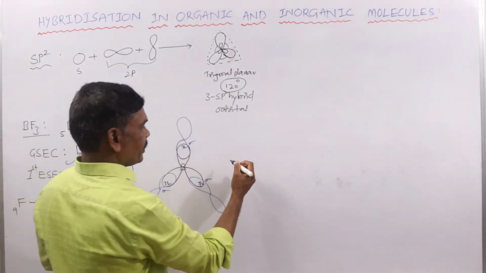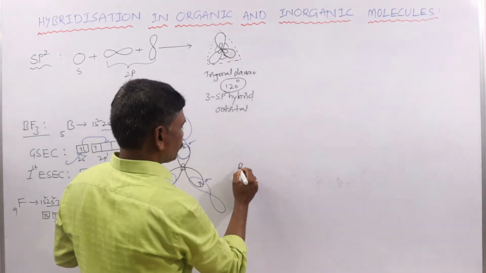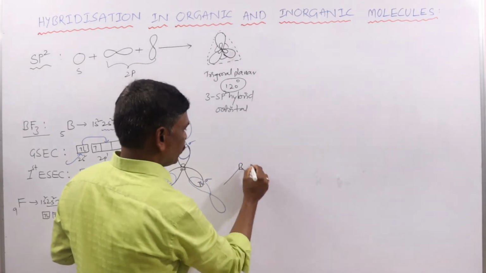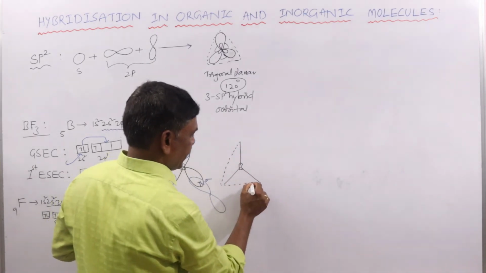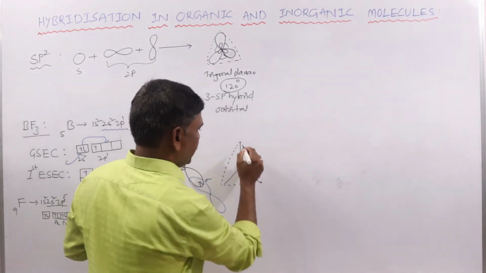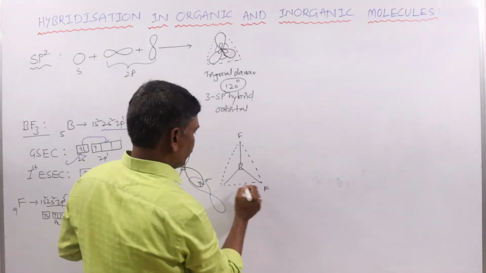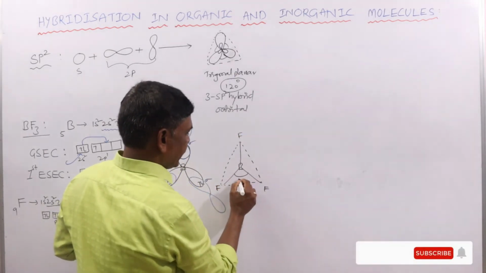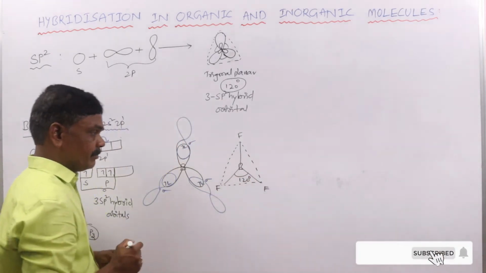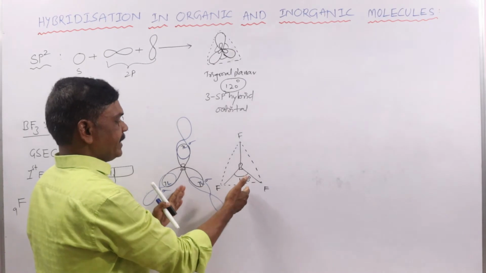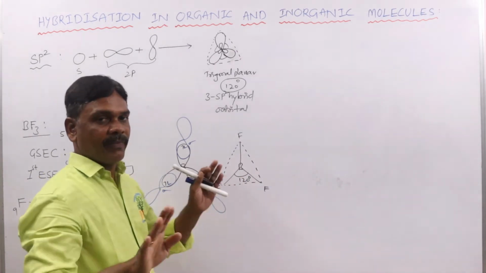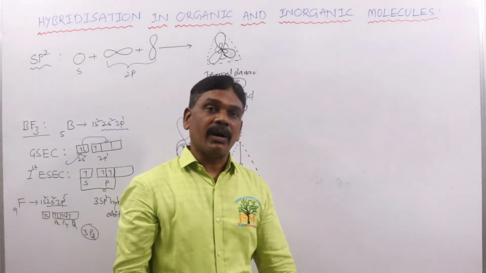So here is boron with 3 fluorines. What is the geometry? Trigonal planar, with fluorine, fluorine, fluorine, and the bond angle is 120 degrees. How many sigma bonds? A total of 3 sigma bonds are there. There is no formation of pi bonds.